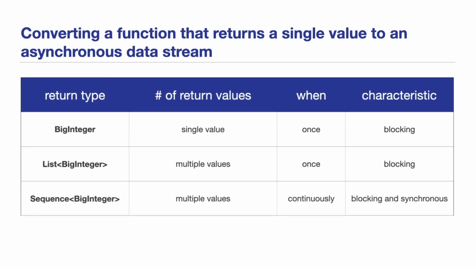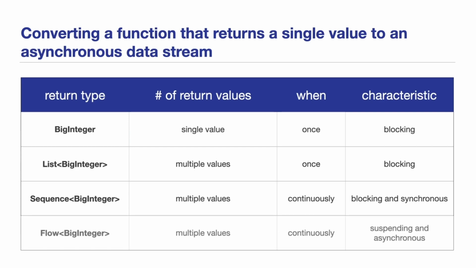After that, we used a sequence. And this helped us to receive the intermediate results as soon as they were calculated. So we received the values continuously instead of only once. However, we still blocked the main thread. So the values were not calculated asynchronously, but synchronously. Finally, we arrived at using a flow, with which we were able to continuously receive data without blocking the main thread. We created our first asynchronous data stream. Nice!